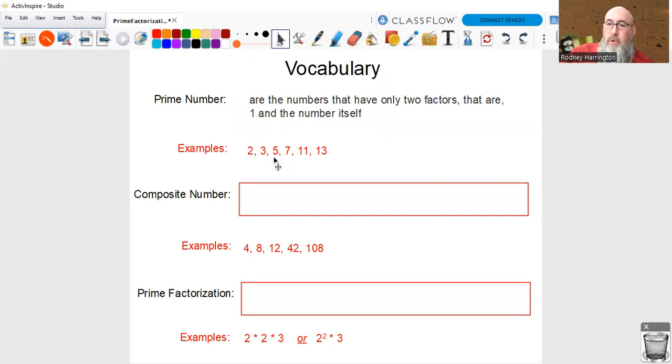So the only number that goes into these numbers, like 2, 3, 5, 7, 11, 13, the only number that divides into it is 1. No other number divides evenly into that.